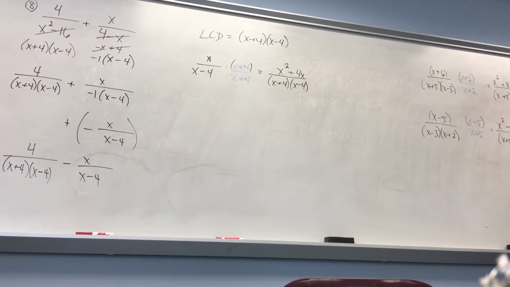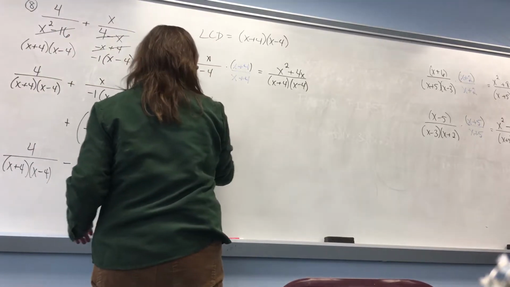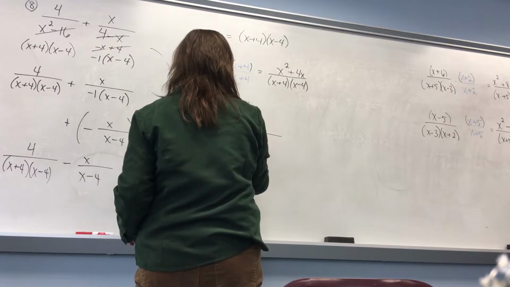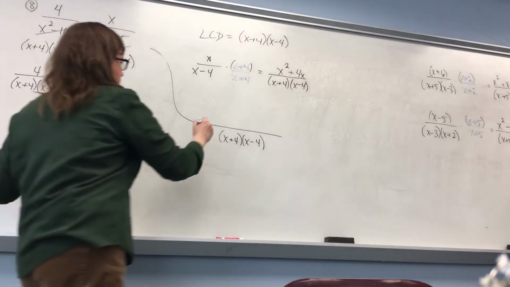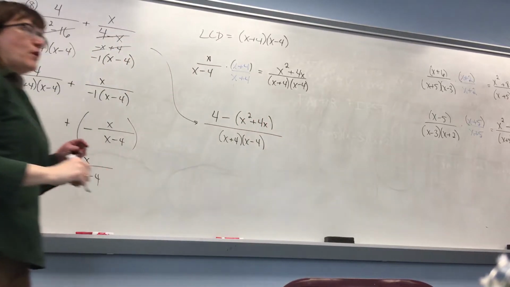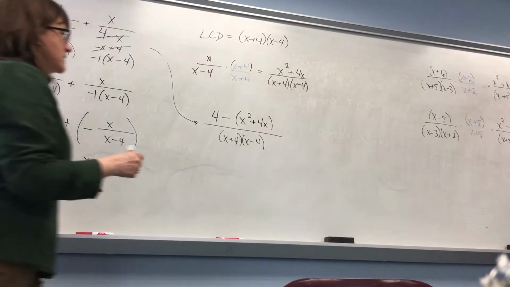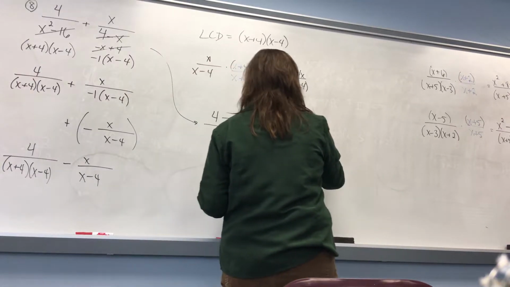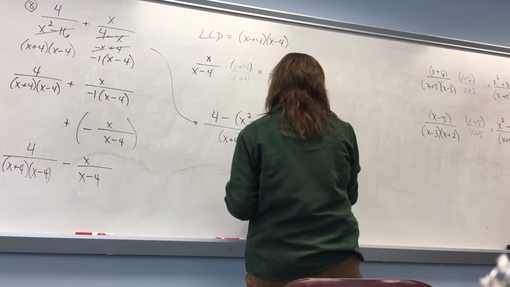Okay. Now all of my fractions have this LCD, so I can write my LCD there, x plus 4 times x minus 4, and perform the operation. I have 4 from the first fraction minus x squared plus 4x. Remember, when you have a minus, you have to make sure that you subtract every term. So I put the parentheses around there to remind myself to distribute the minus and subtract every term. So this will be 4 minus x squared minus 4x over x plus 4 times x minus 4.